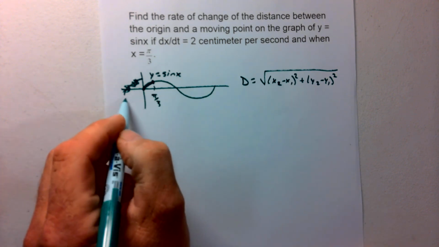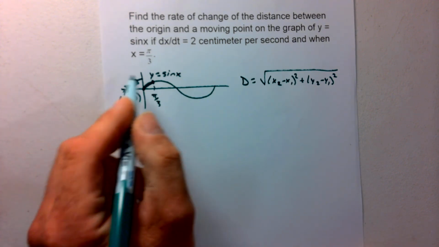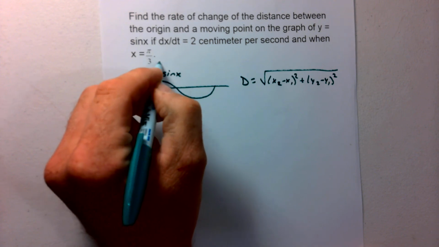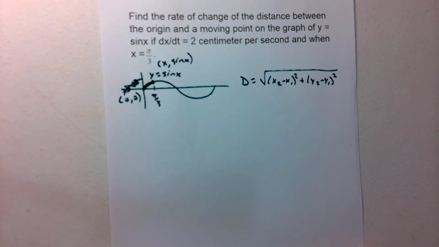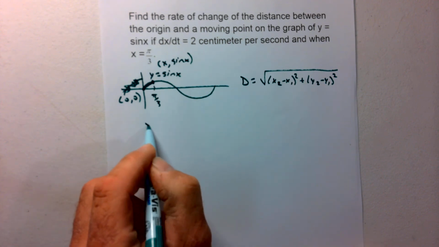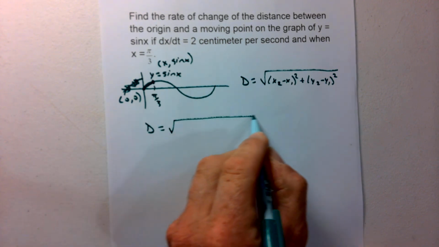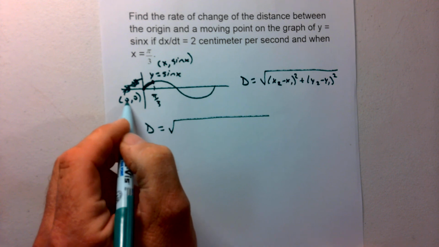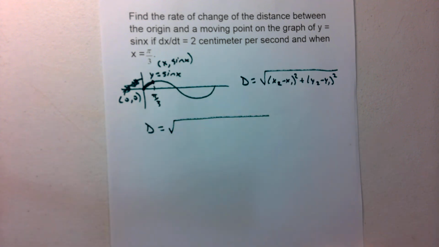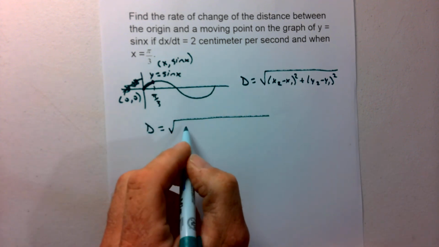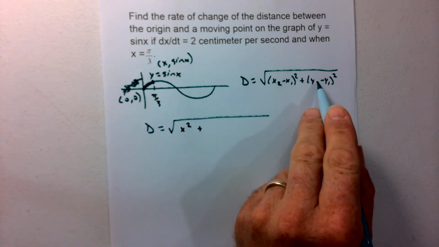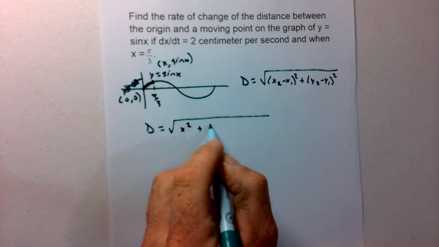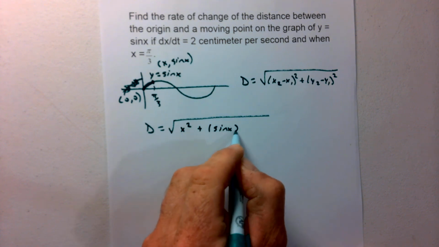We know that one of our points is (0, 0). Our other point, in general, is going to be (x, sine of x). So we can go ahead and find that distance. The distance is going to be the square root. We can let this be x1 and y1 just because we're subtracting off, and subtracting 0 would be nice, wouldn't it? So we have our x value squared plus our y value, which is the sine of x, squared.